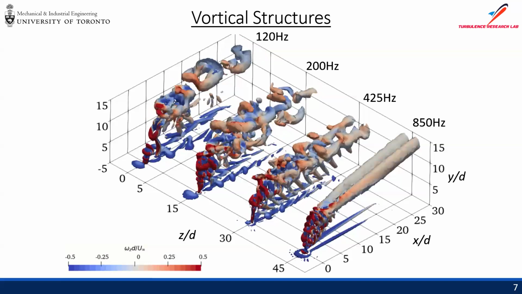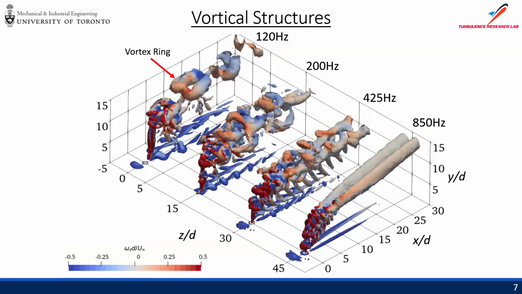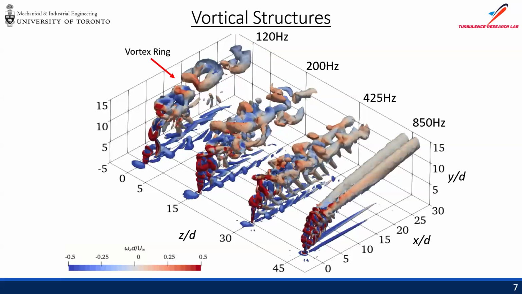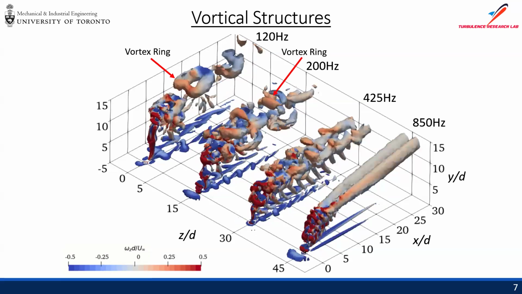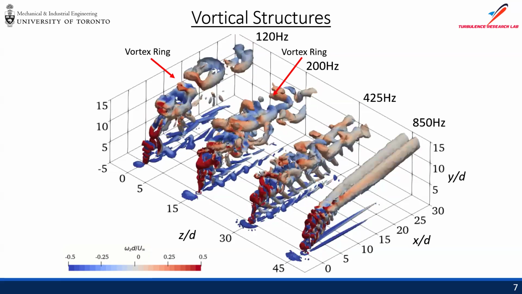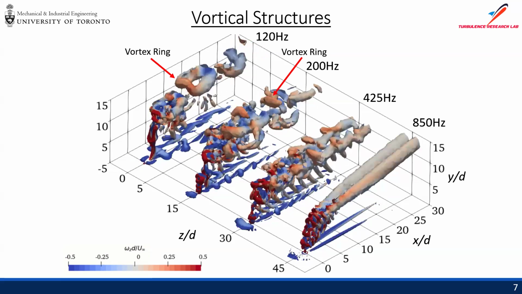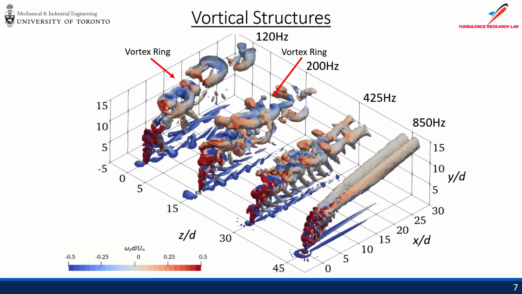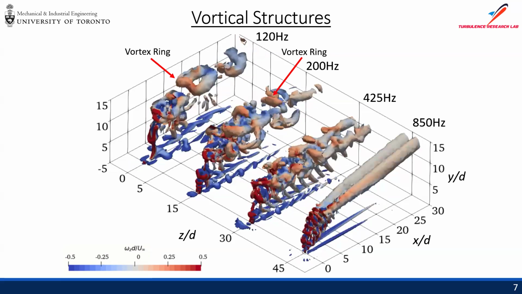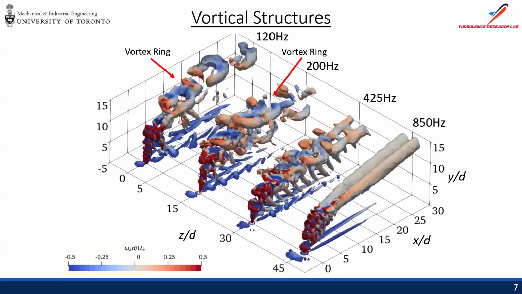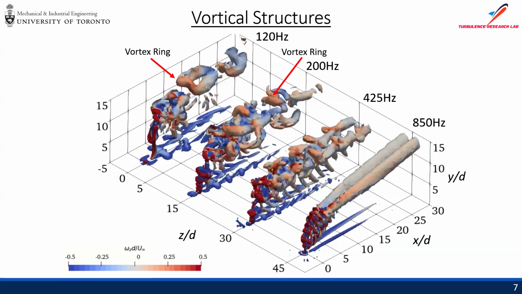So let's start with the lowest actuation frequency case of 120 Hertz. The jet column forms a tilted vortex ring, pretty classic. As we go into 200 Hertz, we can still faintly see the vortex ring. However, their orientation is more distorted, and they're also smaller and seem to be more unsteady. Let's move on to 425 Hertz. Here we no longer observe a distinct vortex ring. Instead, the structure seems to be a column or a train, more connected together.